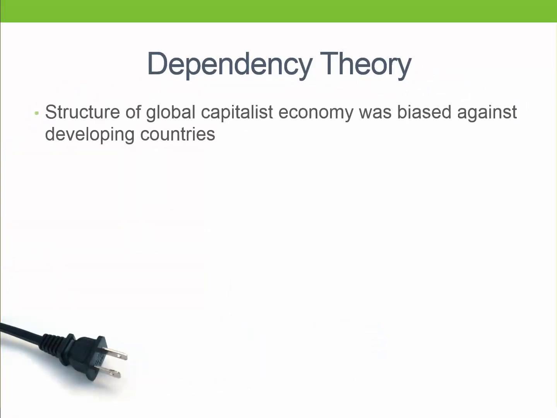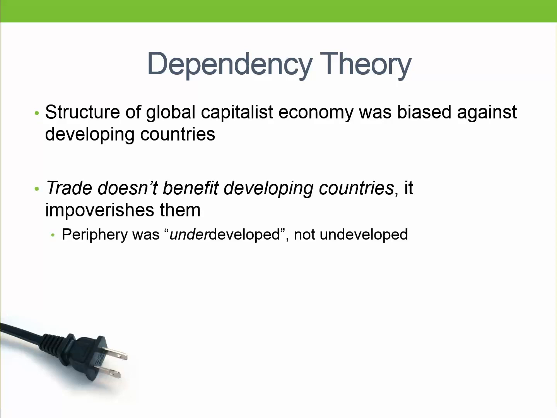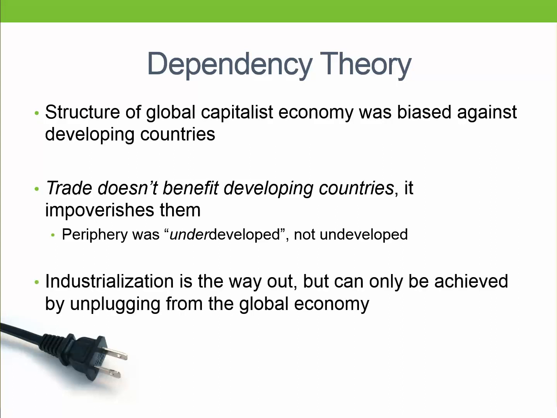Dependency theory said that the structure of the global capitalist economy was biased against developing countries. Trade, dependency theorists argued, does not benefit developing countries, it impoverishes them. The periphery, dependency theorists argued, wasn't just undeveloped. It wasn't that it had never had the opportunity to develop its economy. It was underdeveloped. The concept of underdevelopment suggested that it was a process of impoverishment, that being part of the global economy actually hurt you even more. It made your economy less wealthy over time. The only way out, dependency theorists argued, was to industrialize. But industrialization could only be achieved by unplugging yourself or closing yourself off from that global economy.